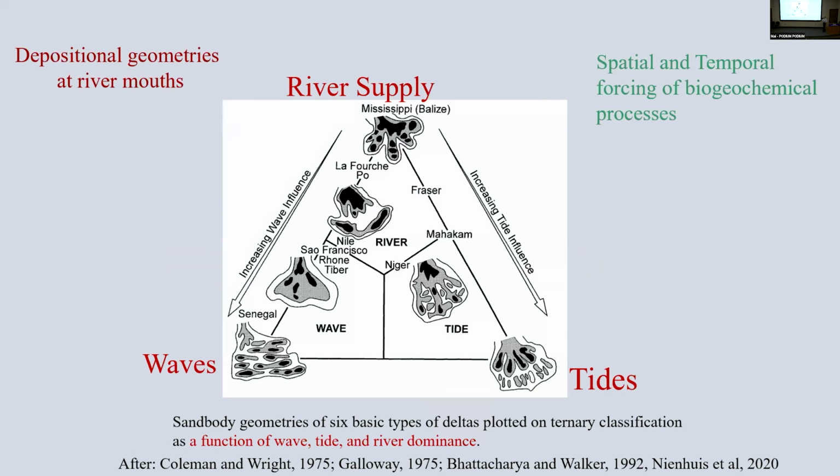So I'll follow the lead of Jaap in using this ternary diagram that represents the different forcing functions that help to dictate how deltas form and what their shapes and sizes are in any given case: the relative importance of river supply, discharge of water and sediment, wave energy along the coast, tides, and so forth.